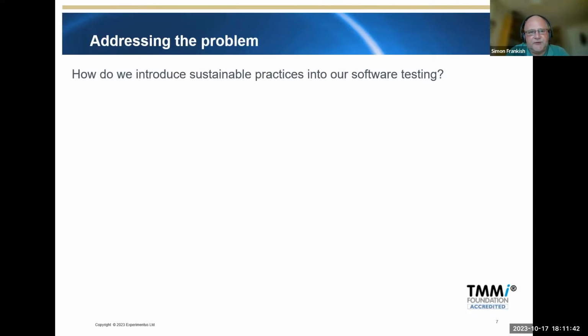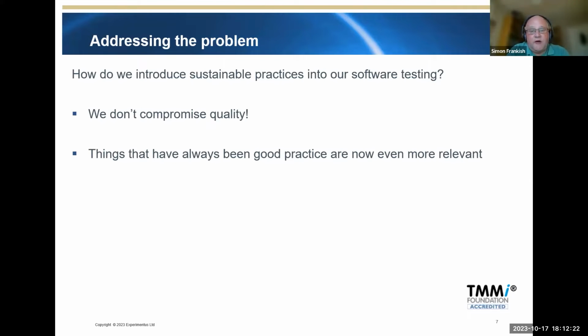So to address the problem, how do we introduce sustainable practices into our software testing? Firstly, something we don't do: we don't compromise quality. So why would we stop testing? The best way of not utilizing energy when we're testing is just don't do any testing. But obviously that's not an option. We need to maintain the quality of the products that get delivered at the end of the testing cycle. So doing no testing is not really an option. So we don't compromise quality.